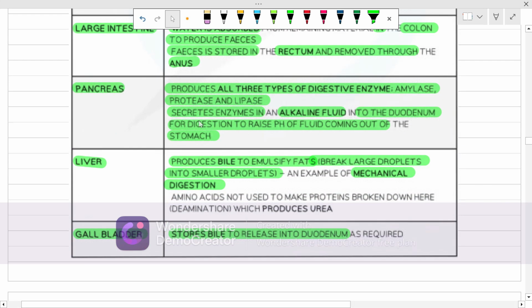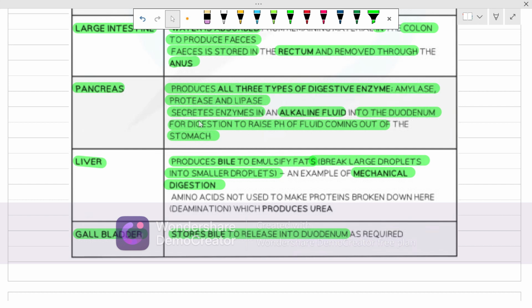Accessory organs: pancreas, liver, and gallbladder. Pancreas produces all three types of digestive enzymes: amylase to digest starch, protease to digest proteins, and lipase to digest fats. It secretes enzymes in alkaline fluid, pH 8 to 9, into the duodenum for digestion to raise the pH of the fluid coming out of the stomach. As the stomach has low pH, these enzymes in the alkaline fluid neutralize the pH as they enter the duodenum.